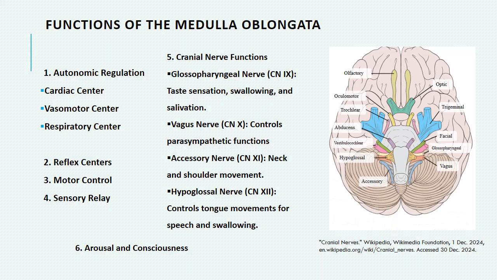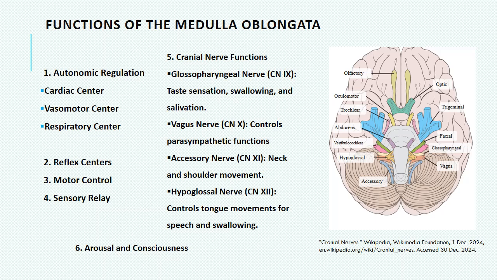Functions of the medulla oblongata. Number 1, autonomic regulation through the cardiac center. It controls heart rate and force of contraction. The vasomotor center regulates blood vessel diameter and blood pressure, and the respiratory center controls breathing rhythm and adjusts respiratory rate in response to blood oxygen and carbon dioxide levels.